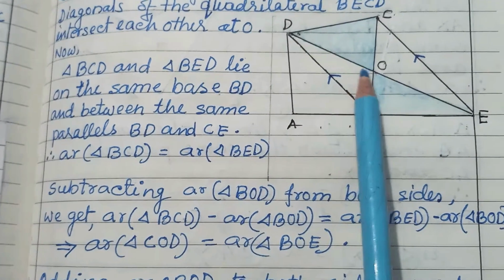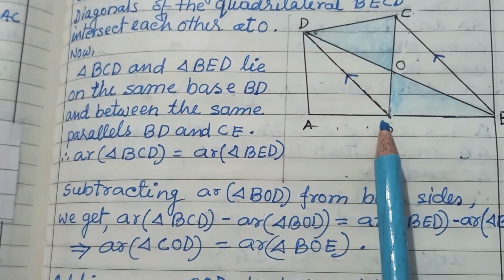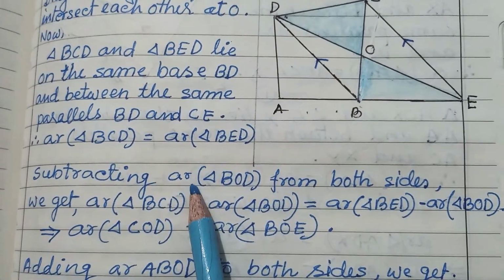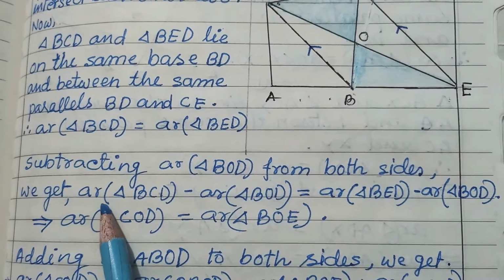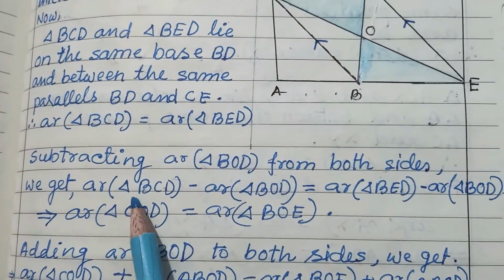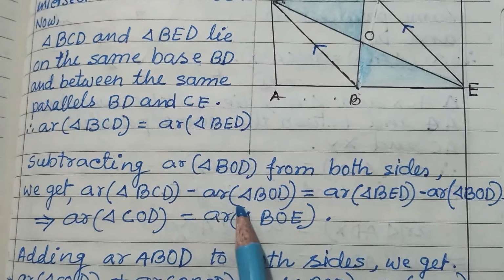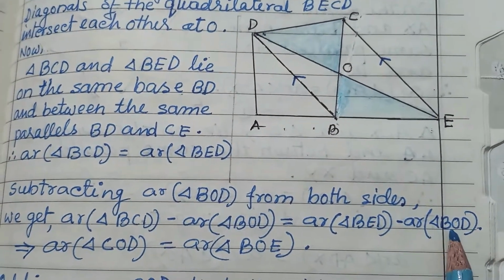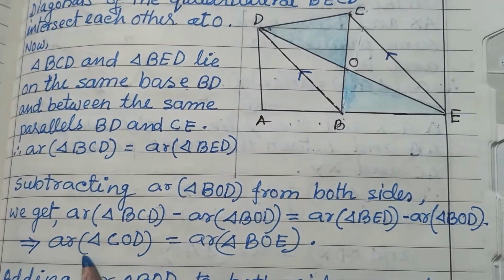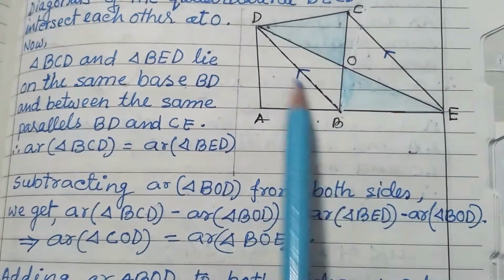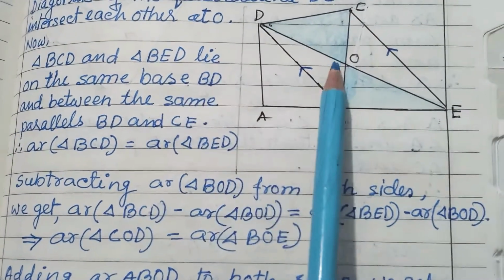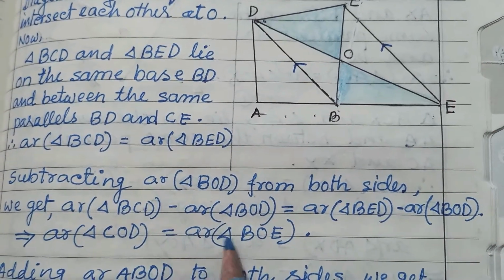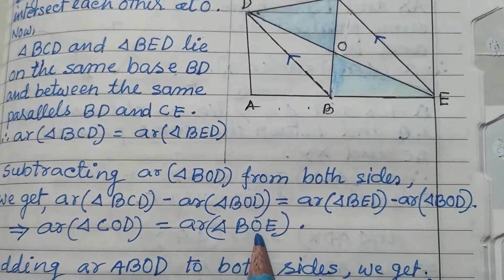Now subtract this triangular part, BOD. Subtracting triangle BOD from both sides, we get area of triangle BCD minus area of triangle BOD is equal to area of triangle BED minus area of triangle BOD. So, from the first equation, area of COD is equal to area of BOE. These two triangles we have got.